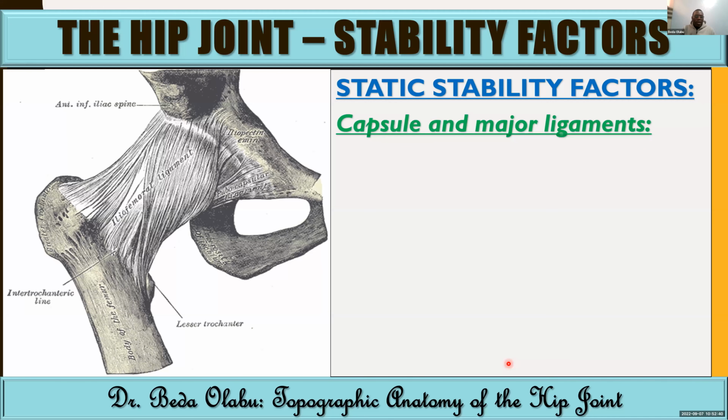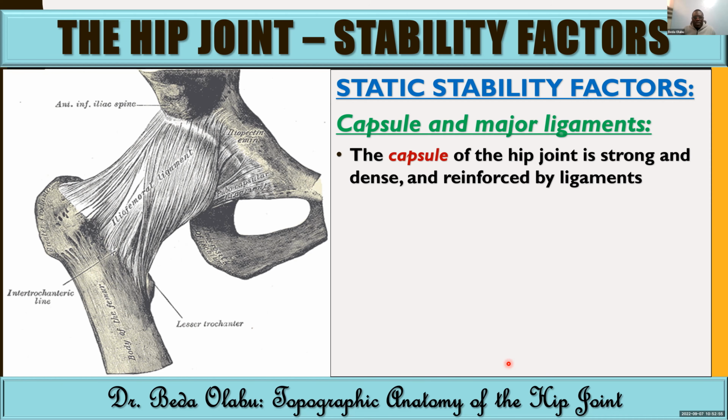Okay, that is enough about the bony factor. And we've talked more even about the acetabulum and some measurements to do. Let's look at the other two static factors, the capsular and ligamentous factors. The capsule of the hip joint is very strong and it's also dense. That also contributes to stability of the joint because it's a strong capsule, it's also a dense capsule.